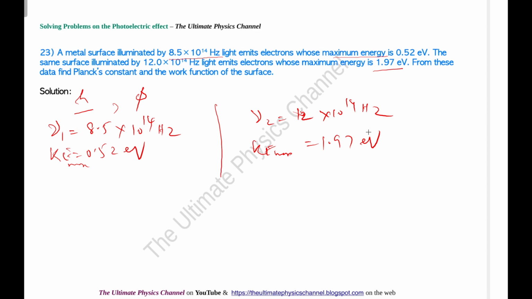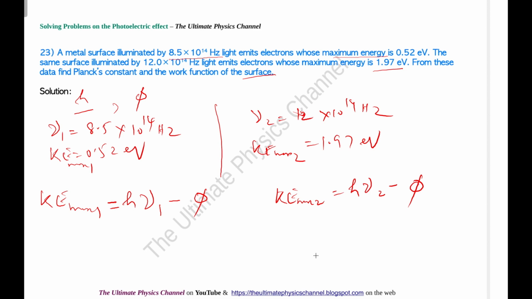So we can set up two equations here. The first equation is Ke max 1, for the first case, and the second is Ke max 2. We can write the photoelectric equation: Ke max 1 for the first case is h nu 1 minus phi for the metal. That does not change, the same surface is used here. The second case is Ke max 2 equals h nu 2 minus phi again. So let's say these are equations 1 and 2.